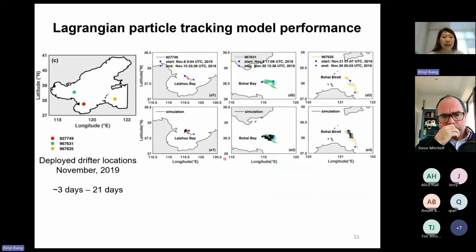Later on, we compared the simulated tracks with the observed tracks. So we could see that the black line is the simulation result. For a Lagrangian particle tracking model, it's very hard to do model calibration and validation. Even though there is some bias, we could see that it can still capture the movement of the particle dynamics.